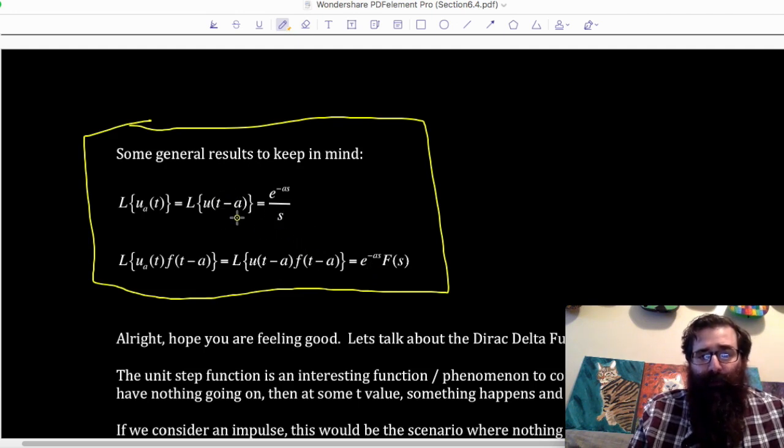Only in this upper example, we would say the function f is just 1. So if the function f is 1, then we get this F of s is 1 over s. Something to keep in mind.